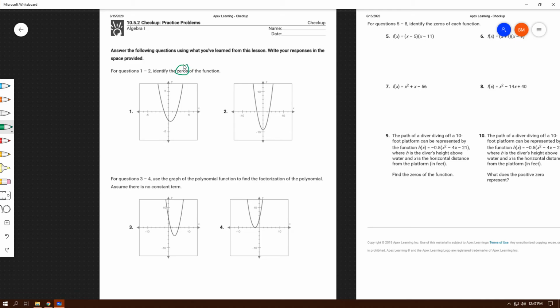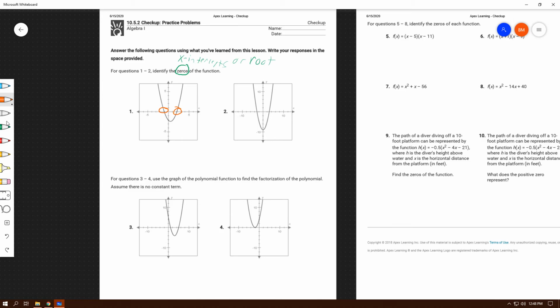All right, so zeros or x-intercepts or roots. So zeros, x-intercepts, or roots are all talking about the same thing, okay? So if you hear any of those three terms, they're all talking about the same thing. And what that is, is where the graph crosses the x-axis.